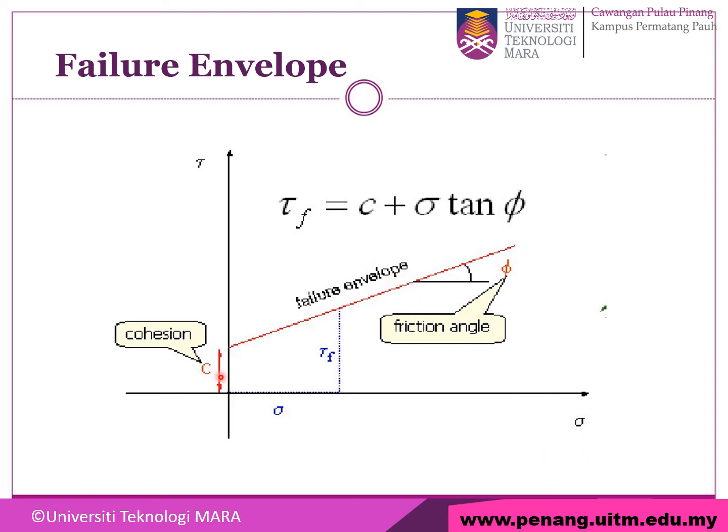This one is C, cohesion. This one is the angle of friction, or friction angle, phi. Shear strength is equal to C plus stress tangent phi. This we call the failure envelope. Phi is the friction angle, C is cohesion.